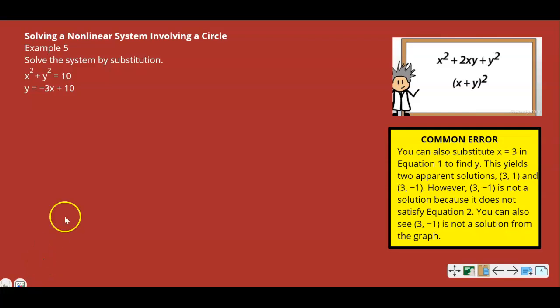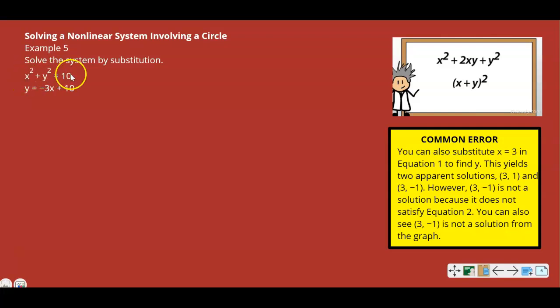Solving systems of equations, part 3. So this is example 5, solving a non-linear system involving a circle. All right, so we do use a lot of previous knowledge for a lot of concepts in Algebra 2. This time, the equation of a circle you should be familiar with from geometry. x squared plus y squared equals r squared is the equation of a circle.